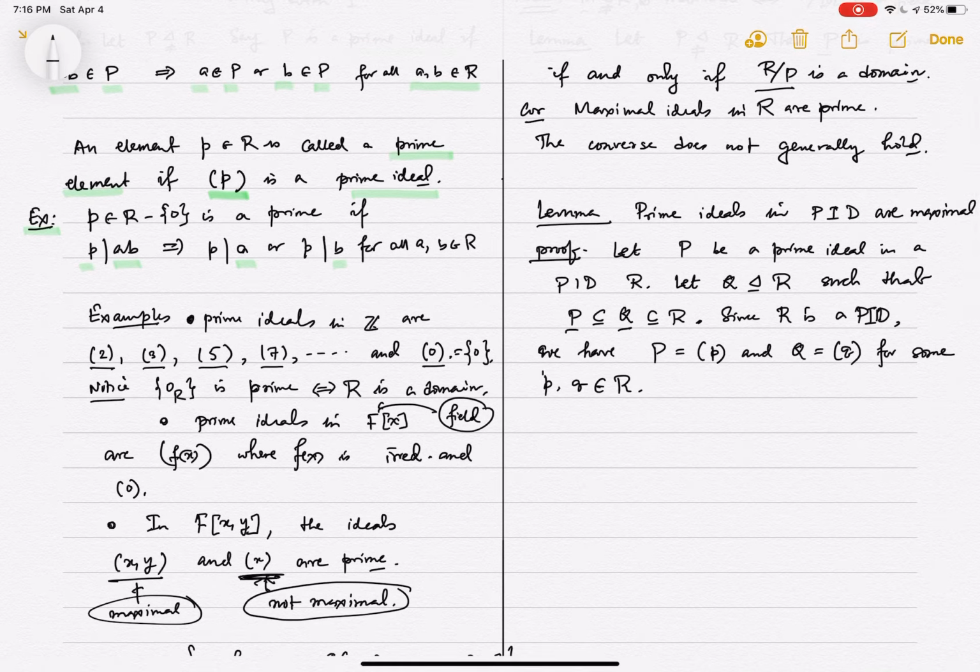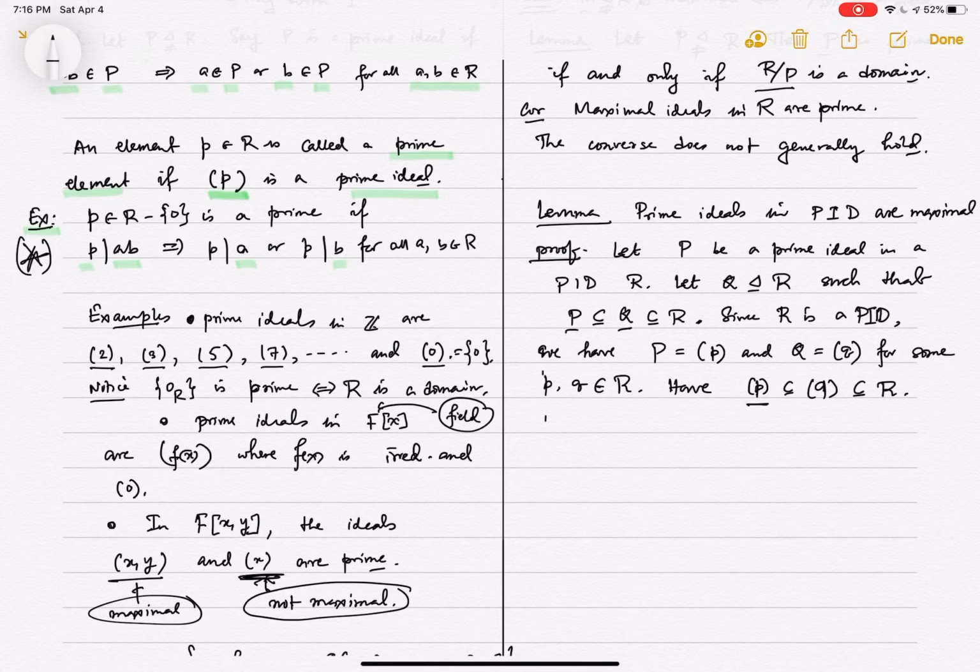So now I have the ideal P in ideal Q in R. And this p is a prime element because P is a prime ideal, you see. This is a prime ideal, so p is a prime element, the exercise here.